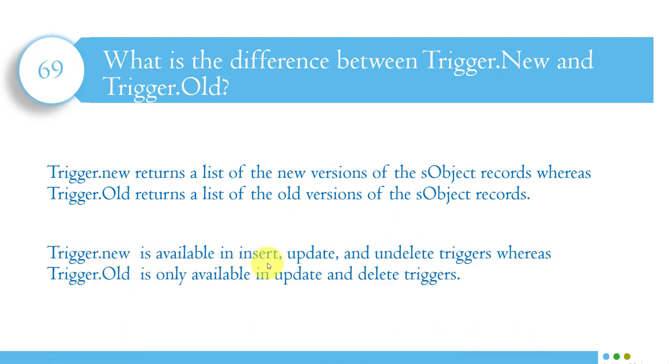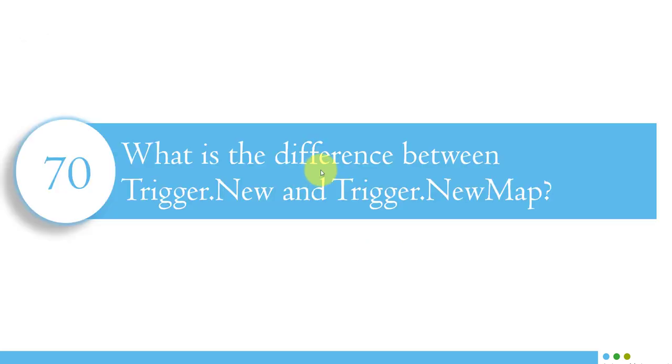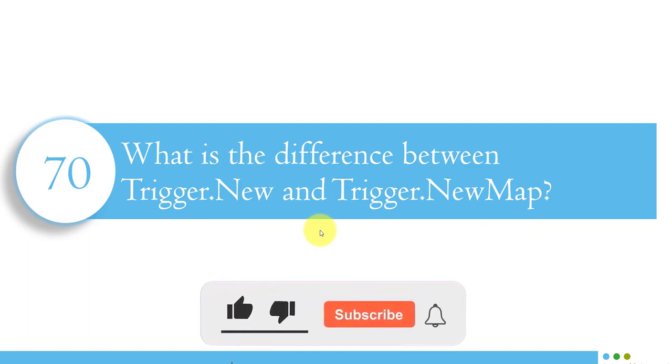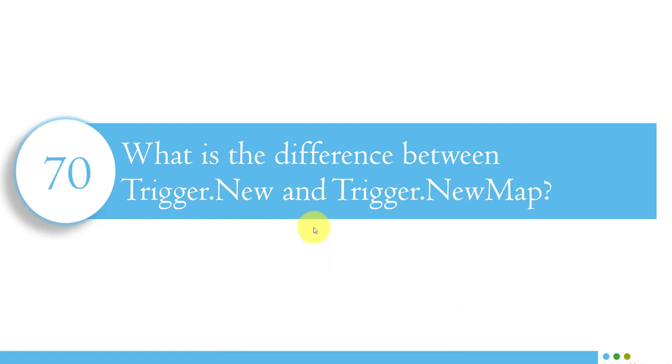So trigger.new is available in insert, update, and undelete triggers, whereas trigger.old is only available on update and delete triggers. Okay, what is the difference between trigger.new and trigger.newmap? You have heard about trigger.new, but trigger.newmap, what is that? To understand this, you should know the collections in Salesforce. What are the different collections we have? We have sets, list, and map.